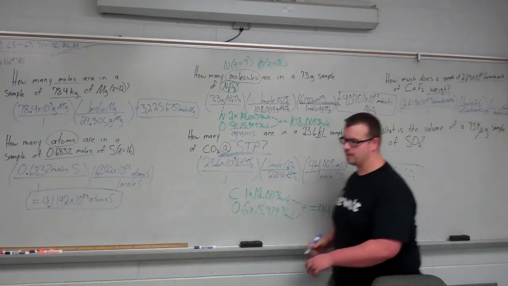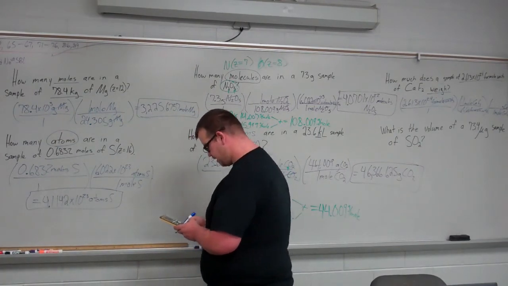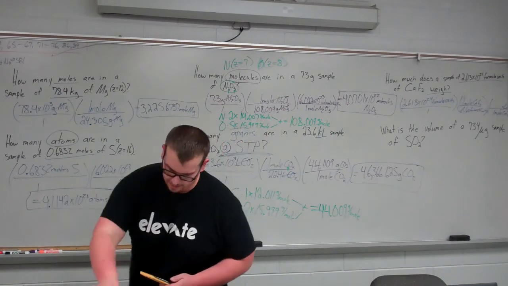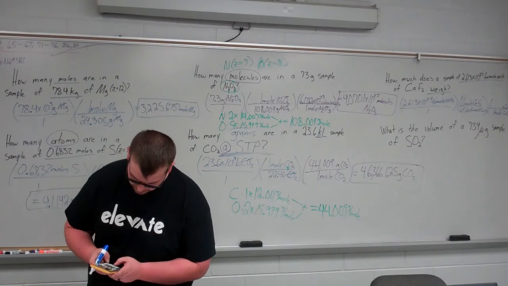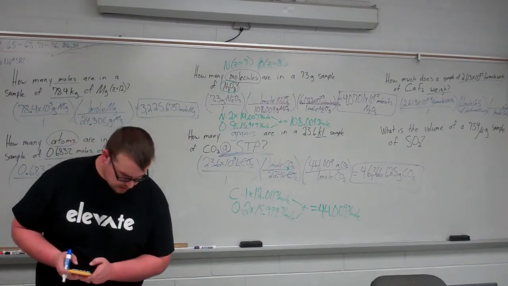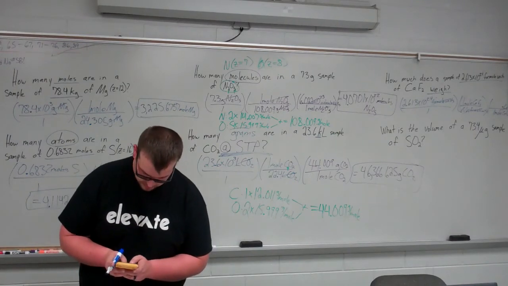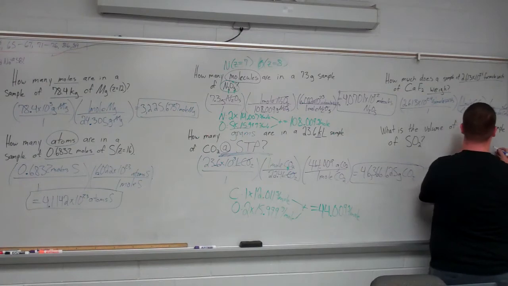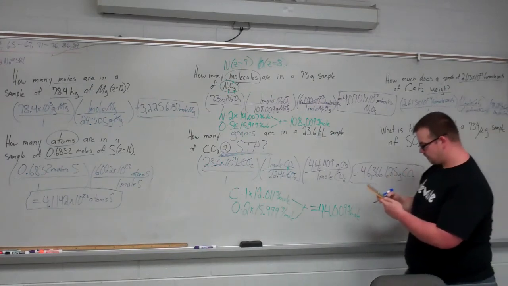To find out what that is, punch it in a calculator. Fluorine is 18.998, calcium is 40.078. You add that all together. I'm not going to do the math. I've done enough. You guys should be good there. 78.074 grams.